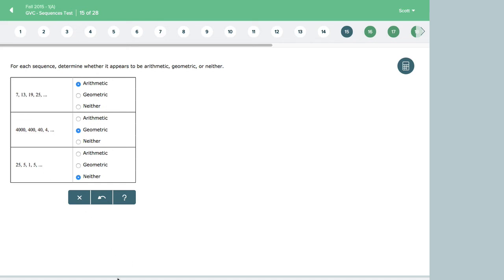And how did I get that? If you're confused, take 5 divided by 25, and you'll see the answer is 0.2. Now take 1 divided by 5, and you'll see the answer is 0.2 again. And most people give up there and say that's what it is. But now take 5 divided by 1, and you'll see it's 5. It is not 0.2. So that's how I got that answer.